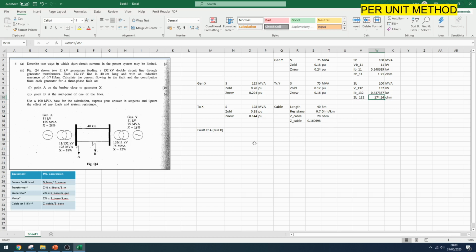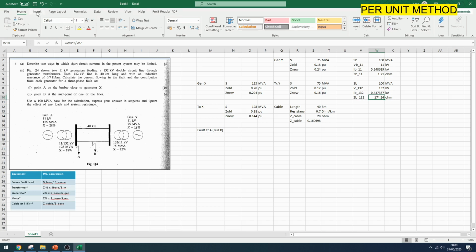Okay, so now we've already converted all the impedances. Now you need to imagine a little bit. So we have the generator source and the transformer and the cable along here.